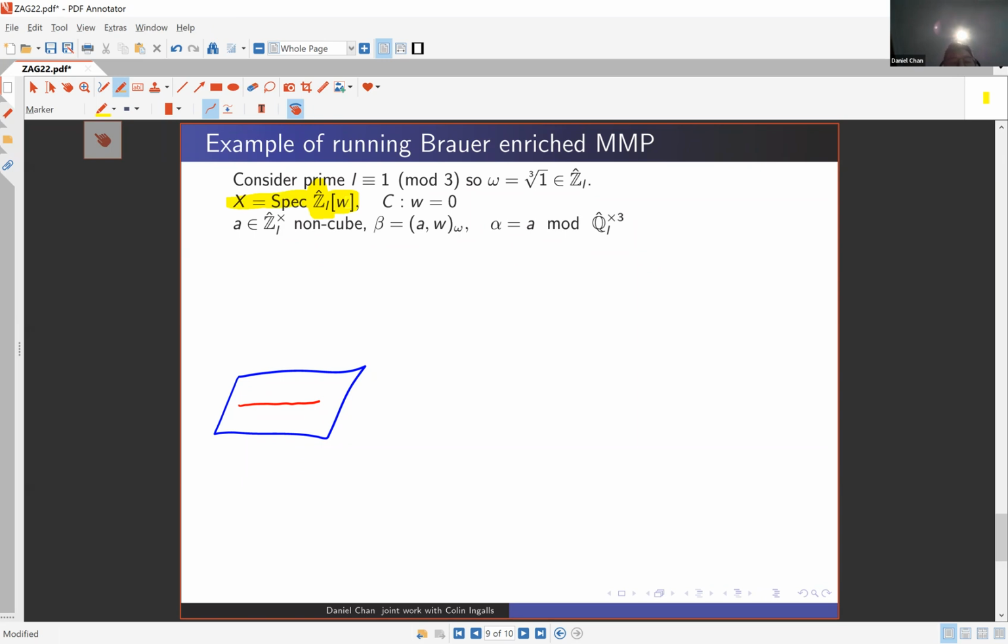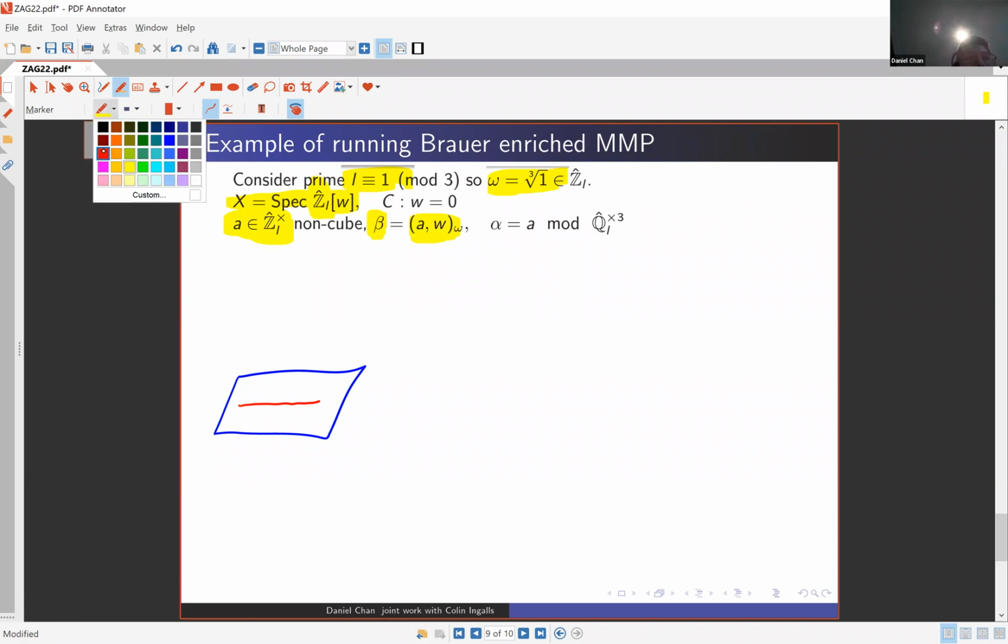And then you want to make sure that, in this case, I want to look at the prime 3. So you want cube roots of unity. I'll just insist that L is congruent to 1 mod 3, so there is a permitted cube root of unity there. And the Brauer class I want to look at is the one that I looked at before. This is (A, W, omega), where A is some sort of unit in this Z hat L.